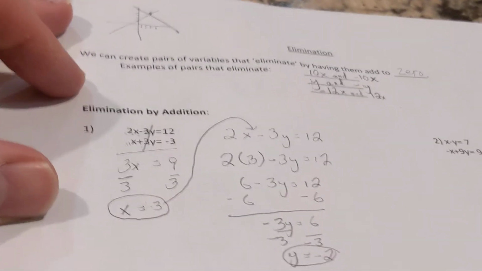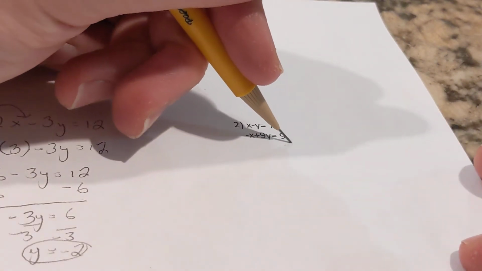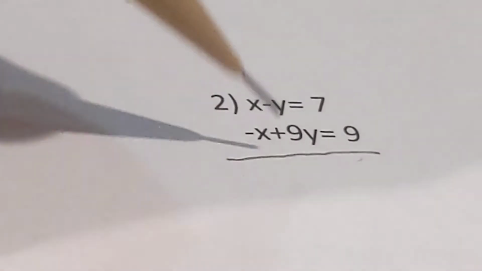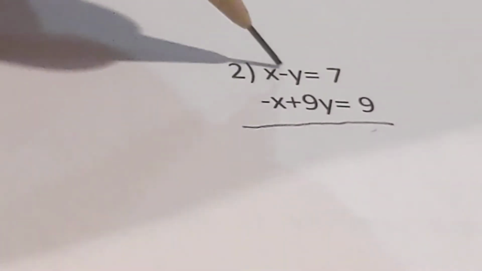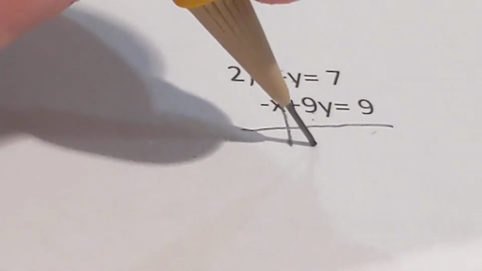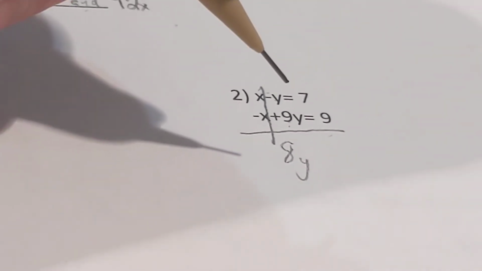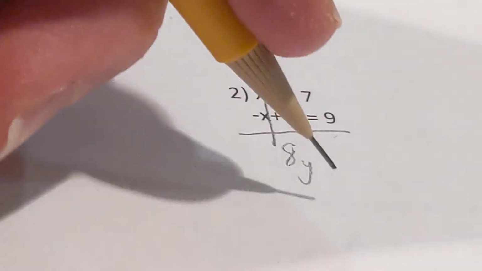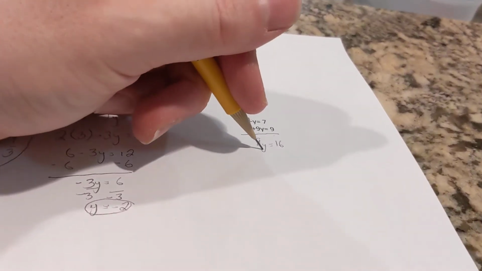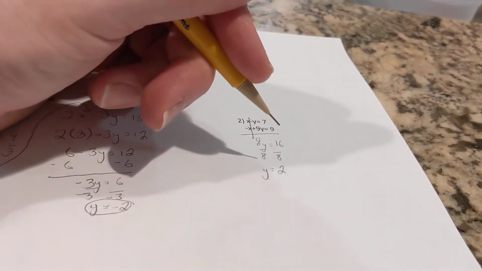Let's take a look at another one. You should notice here the pair that eliminates is x and negative x, because that makes 0. So we're going to cross those out. Negative y plus 9y, 8y, equals 16, which means y is 2.